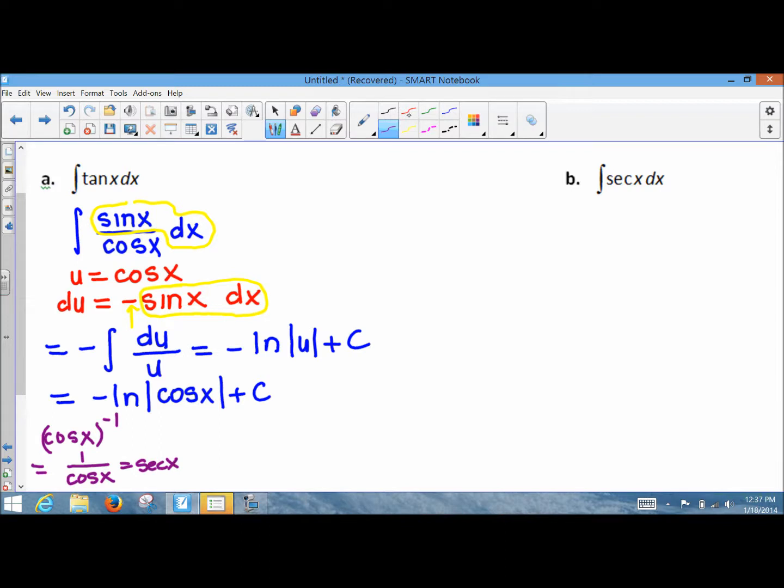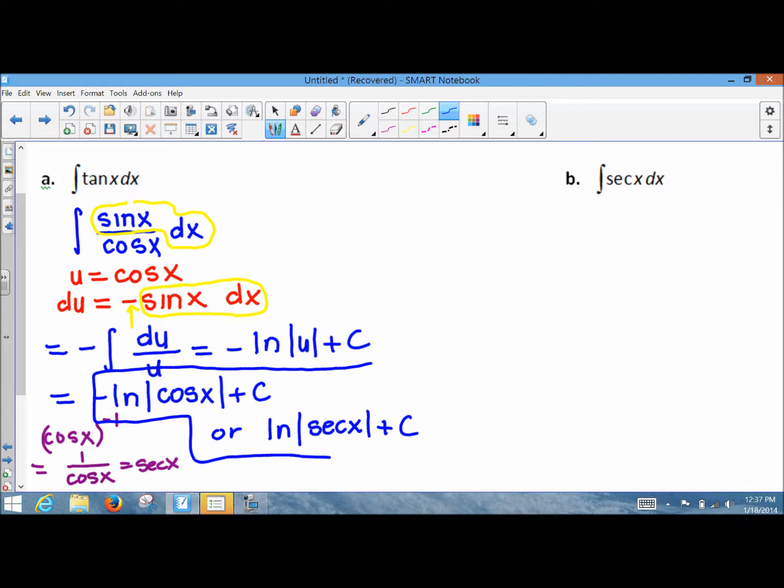So that being said, it is highly likely that you could rewrite this as the natural log of the absolute value of the secant of x. It's not done very often, but I wanted to throw that out there just to make sure that nothing in the future surprised you. So there you go. That's a possible answer there for the integration of tangent of x.